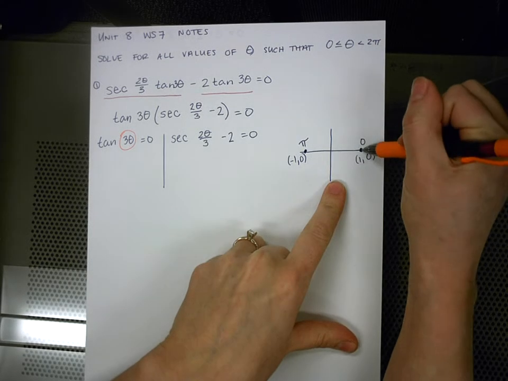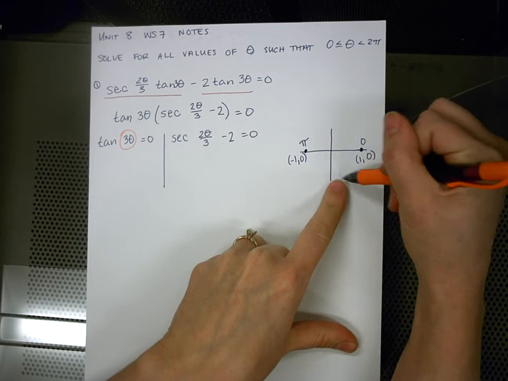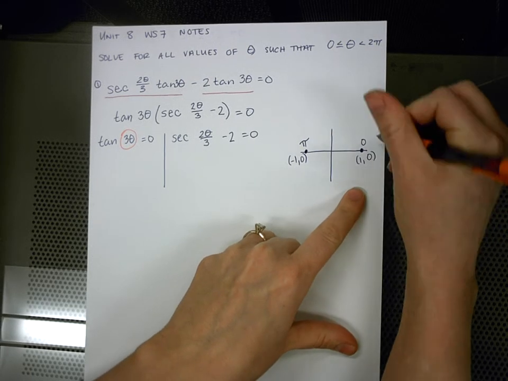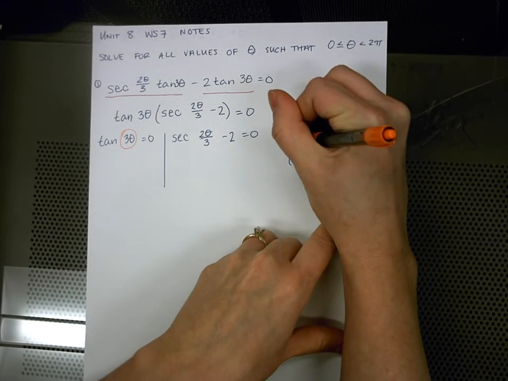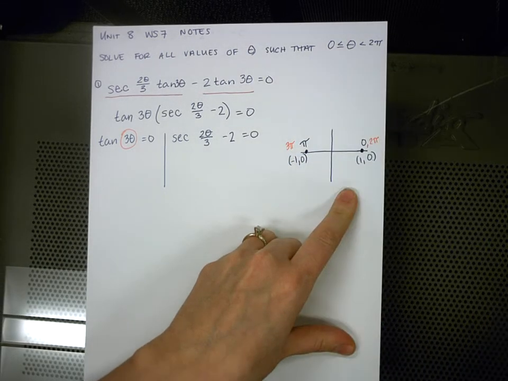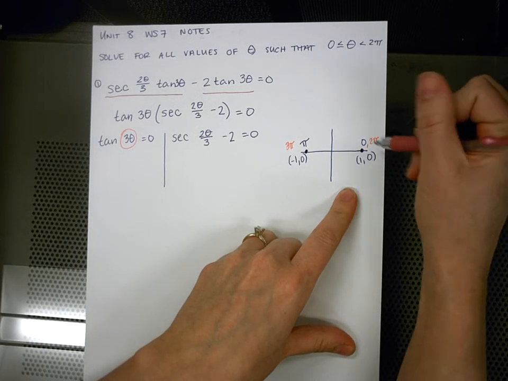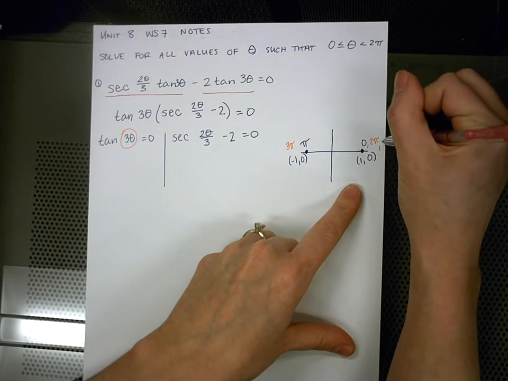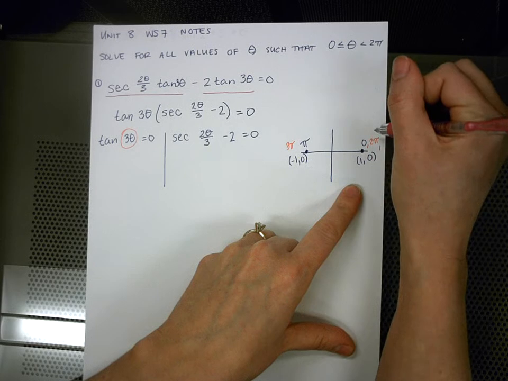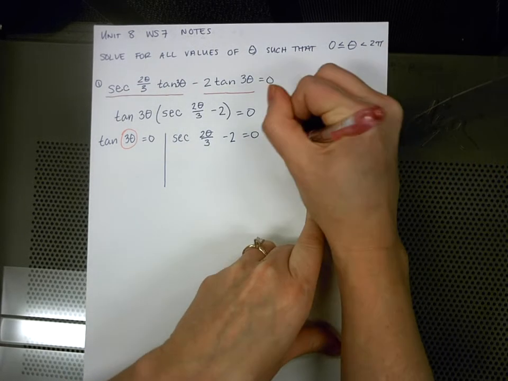So start at 0, and then we go halfway around the circle to pi. If I come around again, I would be at 2 pi. Halfway around again would be 3 pi. So that's twice around. And then we're going to go again, which would be 4 pi and 5 pi.